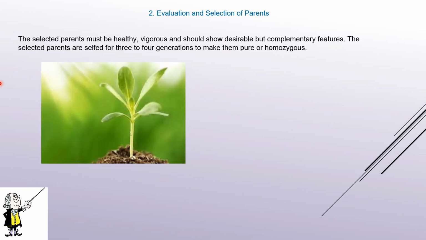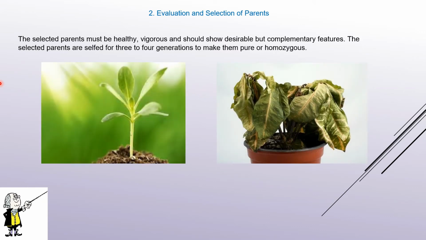Now look at this plant. This is plant A and this is plant B. Now you yourself tell which plant you will go for as a parent plant. Of course you will go for plant A and not for plant B. The obvious reason is that plant A is very healthy and it is going to give rise to very good offspring.